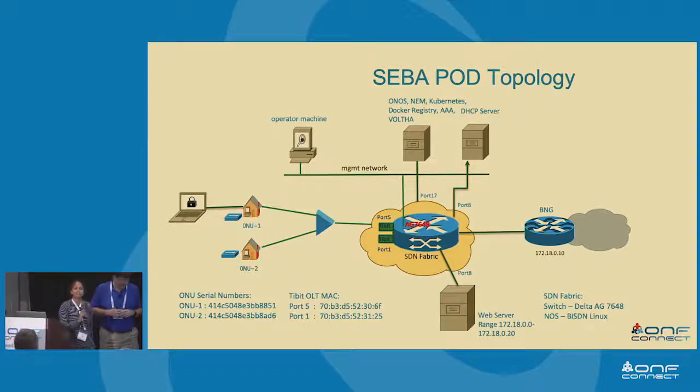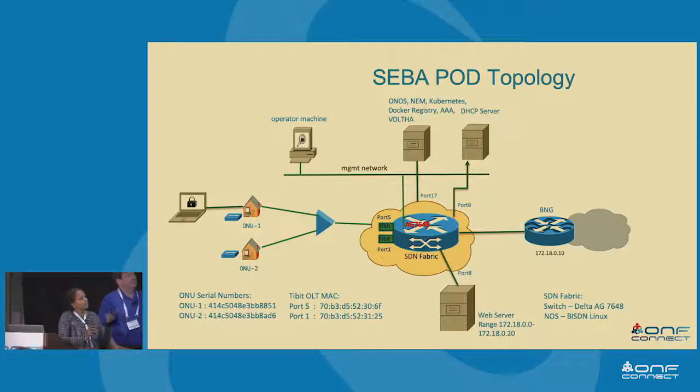I'm with Delta Electronics. So I would like to go over the topology. This is the topology we built in our Fremont lab. So I have 2 ONUs. For one of the ONUs, I have a laptop connected, and I have a 1x8 splitter. And the SDN fabric is a Delta white box switch. The model number is AG7648.